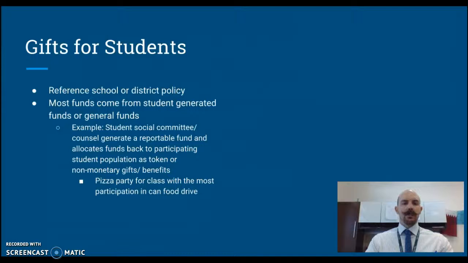Most funds should come from student-generated funds or general funds. An example of this would be if there's a student council or social committee and they generate dues or they generate the funds from the student population and then redistribute that as token or non-monetary. So if a school is running a canned food drive and a class wins the most cans brought in and donated, then the student council social committee might appropriate some of those funds to a pizza party. So no student is being paid out in cold hard cash, but there's a clear goal that students are working towards, and the money is appropriated towards that goal.